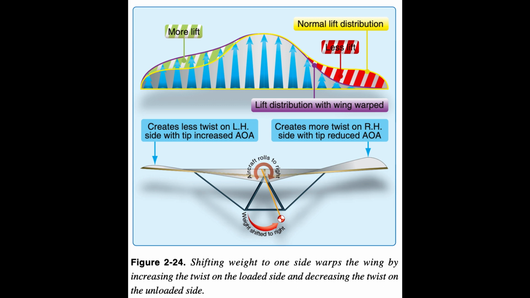Figure 2.24. More details on the controls that assist wing warping are covered in Chapter 3, which should be considered with use of the controls in the takeoff, landing, and flight maneuvers sections of this handbook.